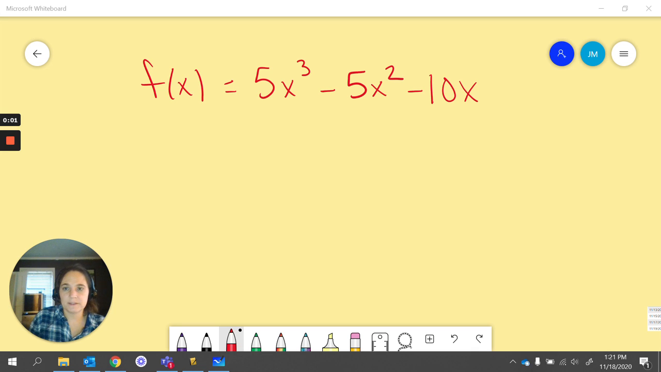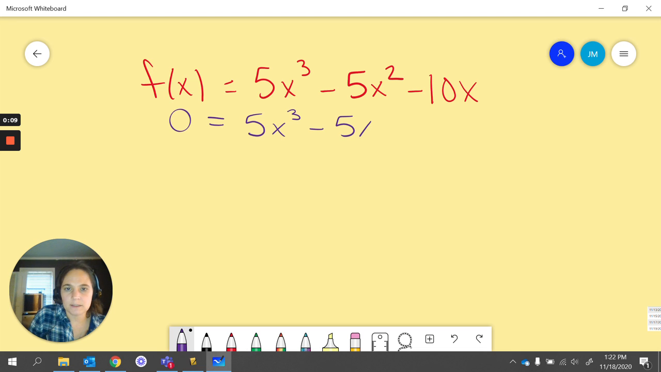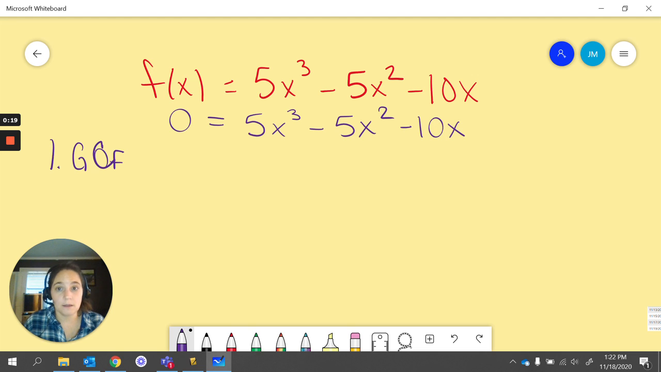We are going to find the zeros of this function by factoring. So I'm going to make the equation equal to 0, and then we are going to continue on. The very first thing you always want to check for is the greatest common factor. So in this situation, there is a common factor. What is it?